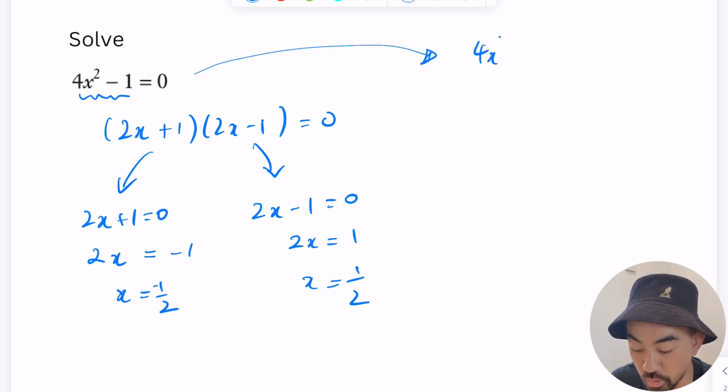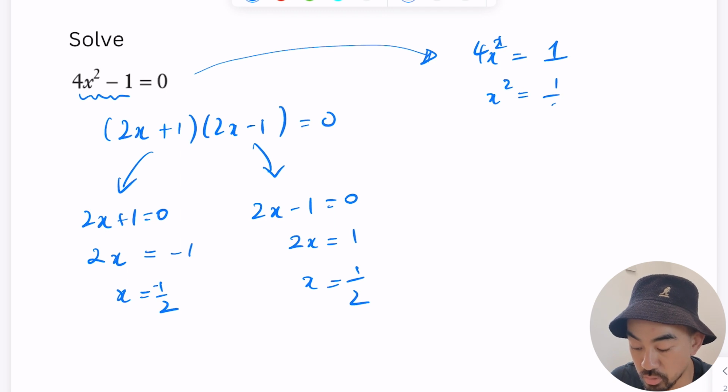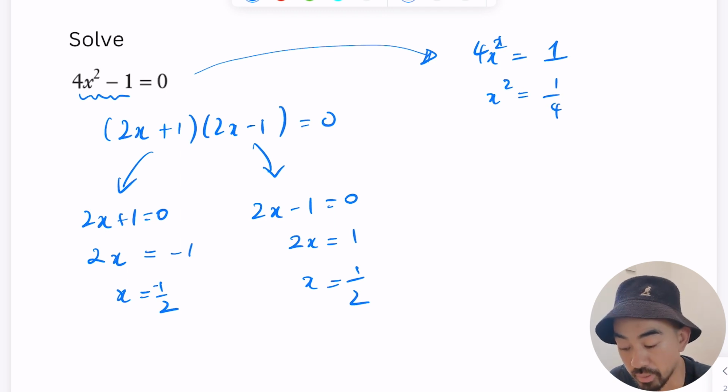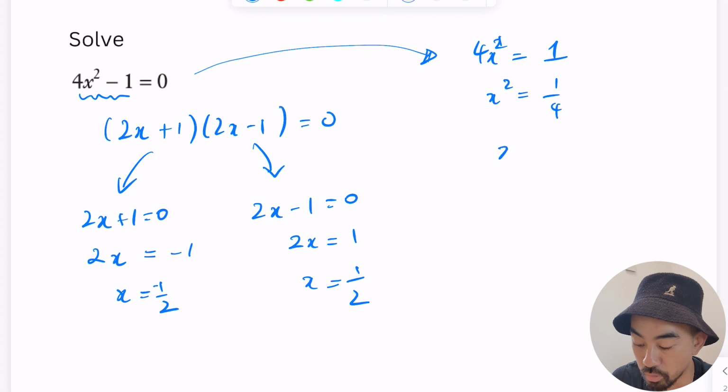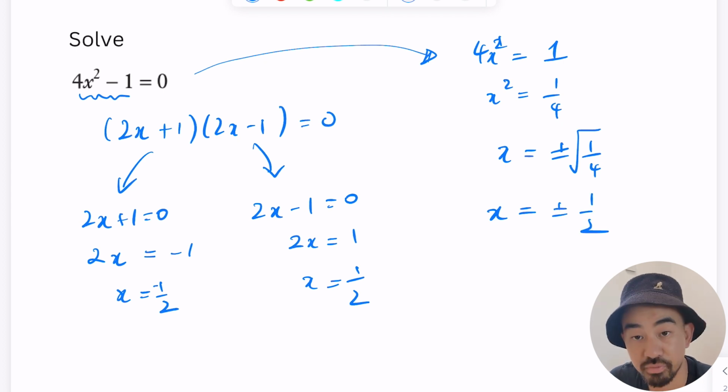Okay, so another way you could do this, although I don't really recommend it, is you could have moved the 1 to the other side. So 4x squared is equal to 1. Move the 4 to the other side, so x squared is equal to a quarter. And then square root. Remember, when you square root, you get a plus and a minus. The square root of a quarter is a half, so you'll get plus and minus a half.